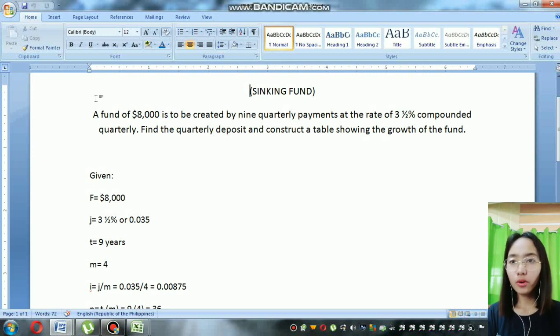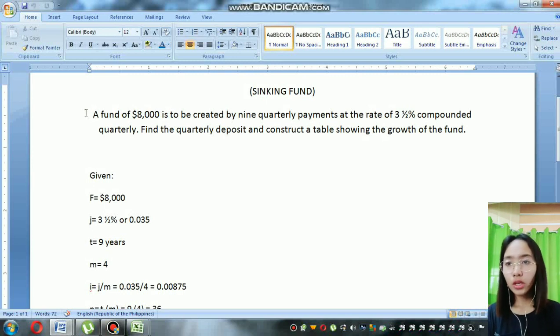So we have here our sample problem. A fund of $8,000 is to be created by 9 quarterly payments at the rate of 3.5% compounded quarterly. Find the quarterly deposit and construct a table showing the growth of the fund.